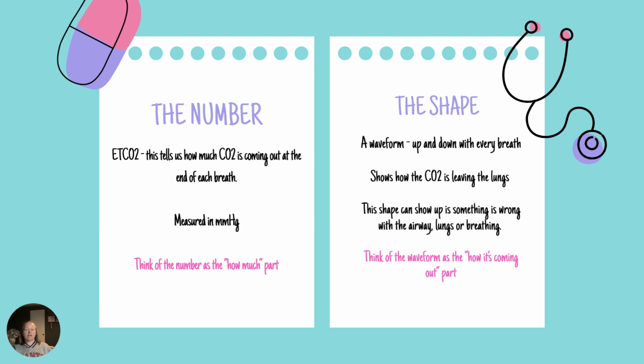Then next is the shape. Like I said before, it is like a waveform pattern. It's just a little graph that goes up and down with every breath so we can watch. This shape shows us how the CO2 is leaving the lungs as the person is breathing out. If the shape looks a little weird, like a shark fin or a flat line, or if it's really high or really low, this could tell us that there's something wrong with the airway, the lungs, or just breathing in general. Think of the waveform as the coming out part, how it's coming out. And we're going to look at some examples here soon.